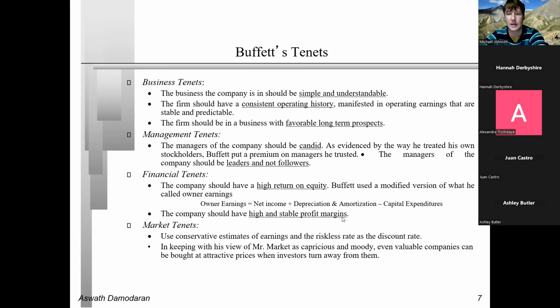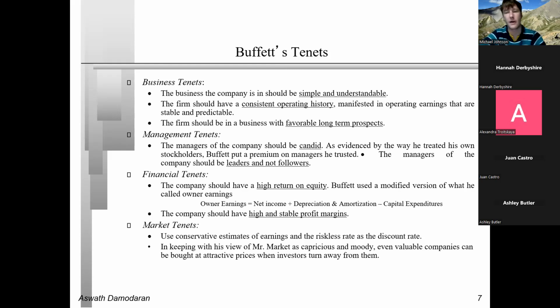And then also high and stable profit margins. Those two stats, high return on equity and high and stable profit margins, are key for good investments. So that's something to look for. Yes, that's very important.